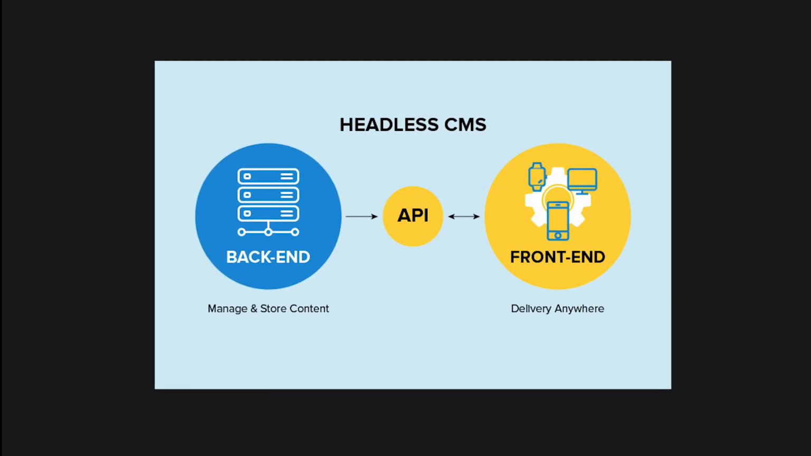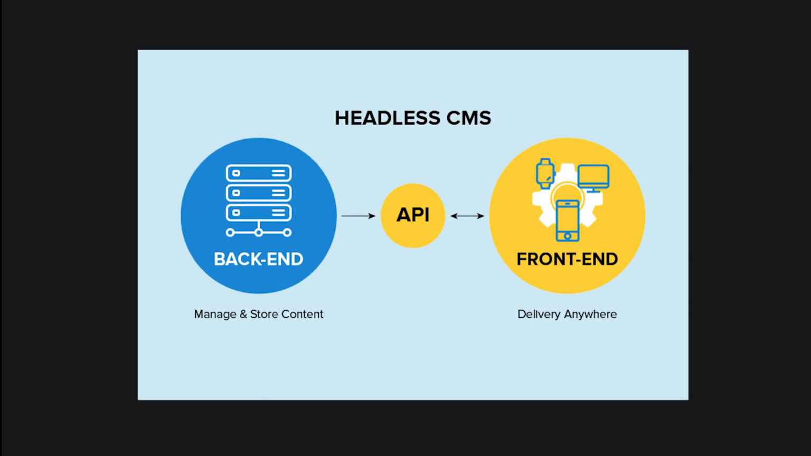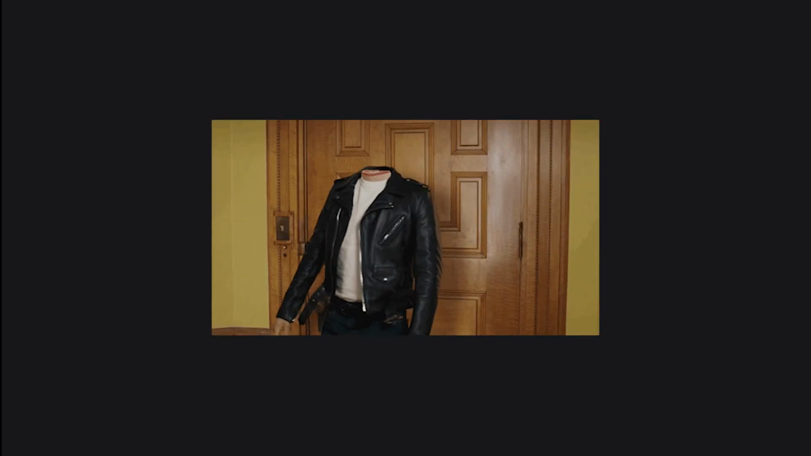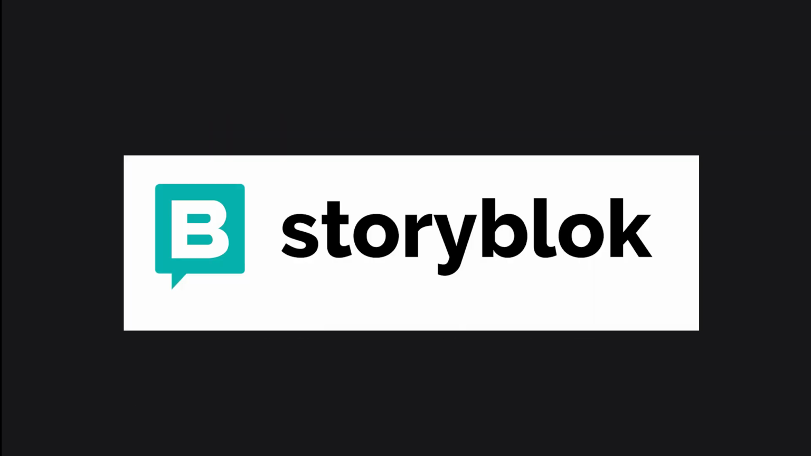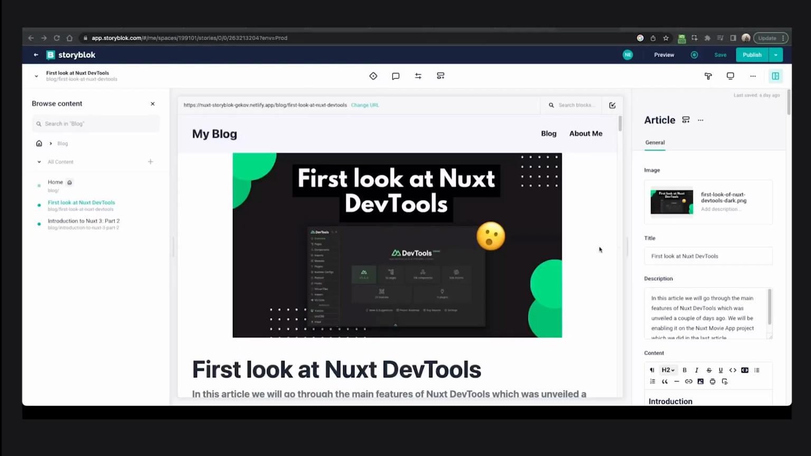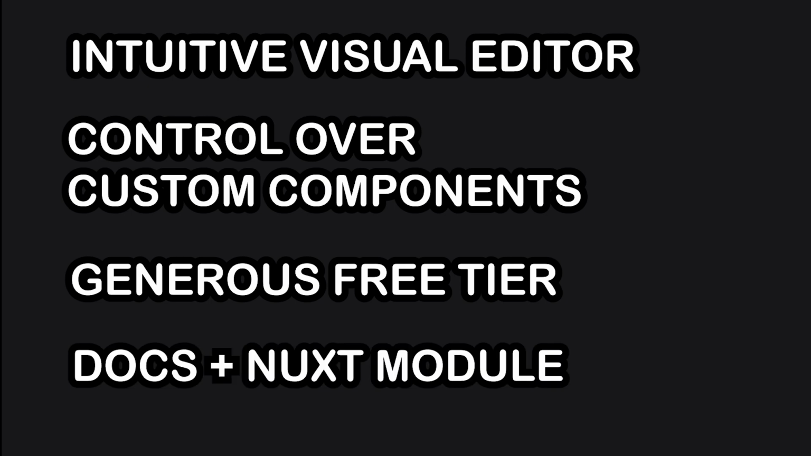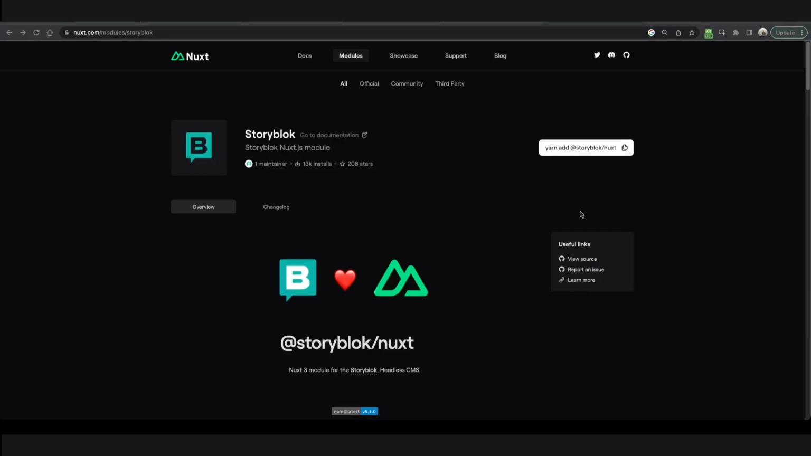A headless CMS is a system that only handles the content, essentially chopping the head, or the front end, from the body. Storyblok stands out because of its intuitive visual editor, freedom when creating custom components, its generous free tier, and also its great documentation and integrations with tools such as Nuxt.